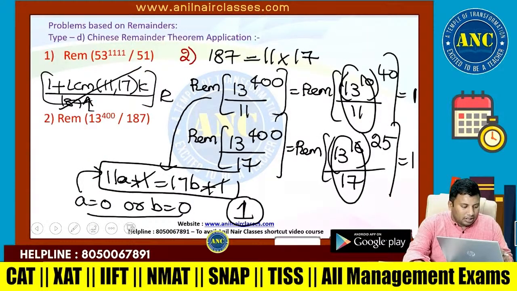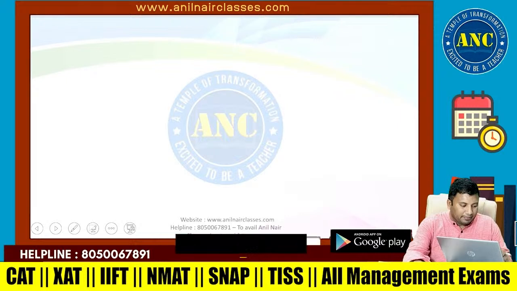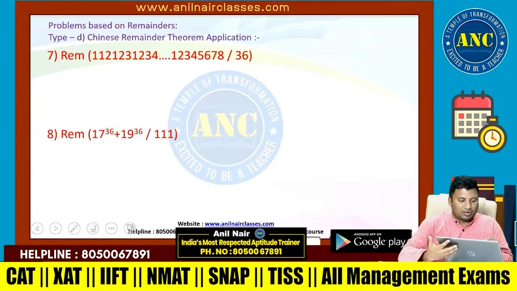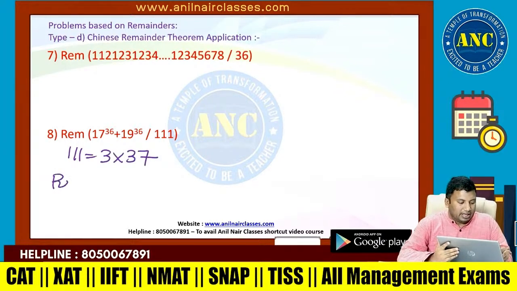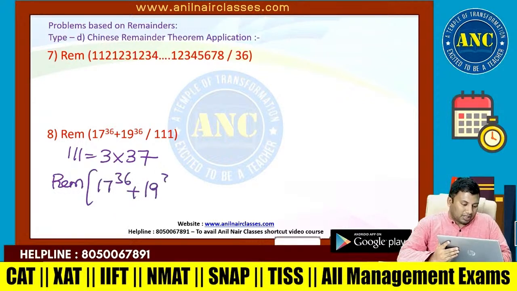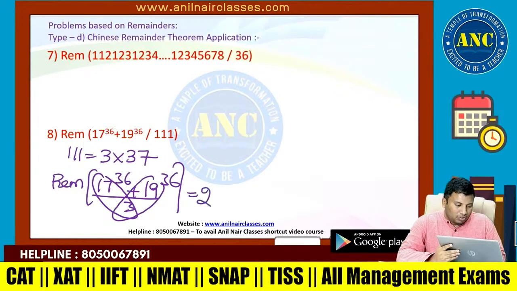See here, there are a few more questions: 5, 6, 7, 8. This 8th question we will solve. 111 is nothing but 3 into 37. So here it is 17 power 36 plus 19 power 36 divided by 3. 3 6s are 18, so 18 minus 1 power even plus 1, that is 1 plus 1, which is 2. So it is 3k plus 2.